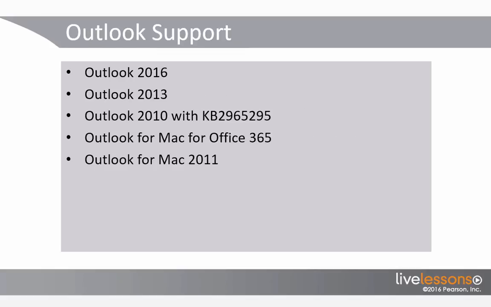So, what about supported versions of Microsoft Outlook? Well, one of the aspects of upgrading to a new version of Exchange that tends to throw administrators a curveball from time to time is that not every version of Exchange supports every version of Outlook, and Exchange 2016 is no exception. So, Exchange 2016 supports Outlook 2016, Outlook 2013, and Outlook 2010 so long as it has this patch installed, KB2965295. Now, if your office uses Macs, no problem. You can use Outlook for Mac for Office 365 or Outlook for Mac 2011.